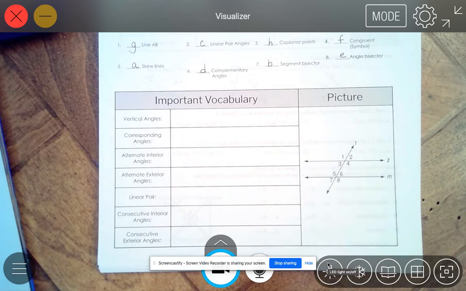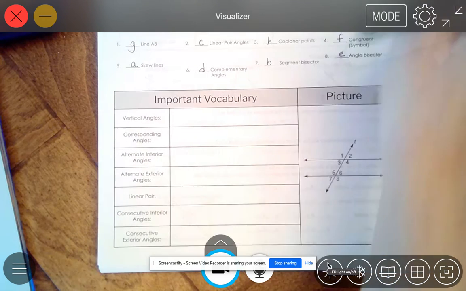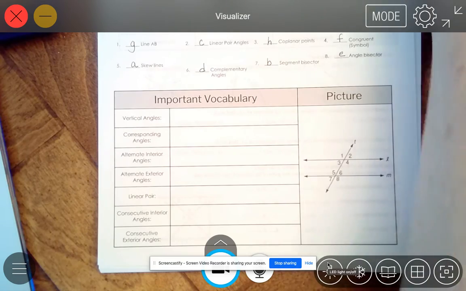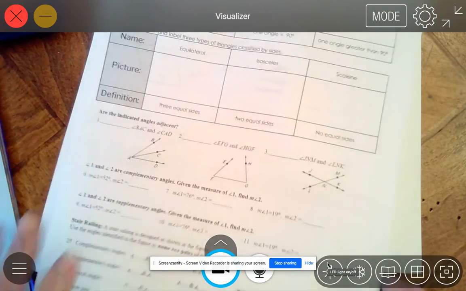Now, I went over this vocabulary really quick, but this should be just a review for you from way back when. So if you do have questions, you can ask me about those. I do want to go over some right here.